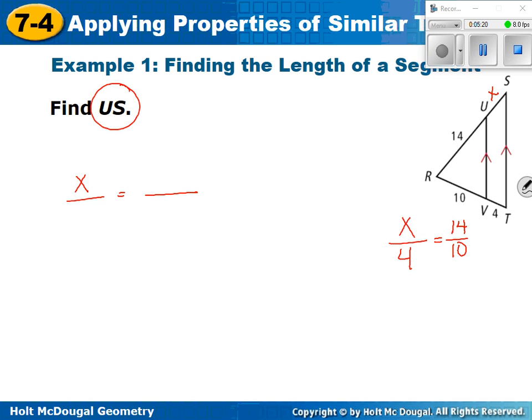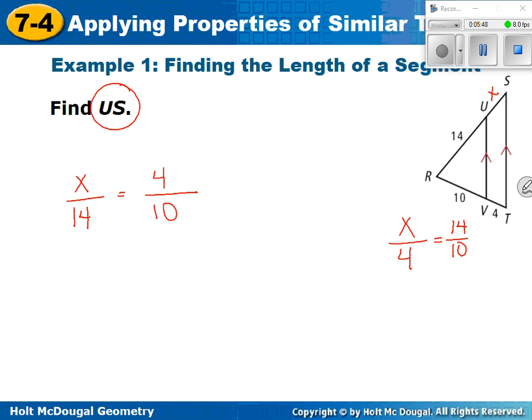Instead of going X over 4 equals 14 over 10, they're going to say X over 14 is equal to 4 over 10. And your way will work just fine to solve for X. You can definitely set it up that way. You would still get the correct answer. But because I know where we're headed next, I'm going to have us switch it, okay? So X over 14 equals 4 over 10.